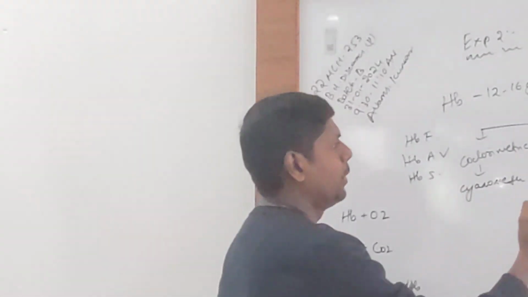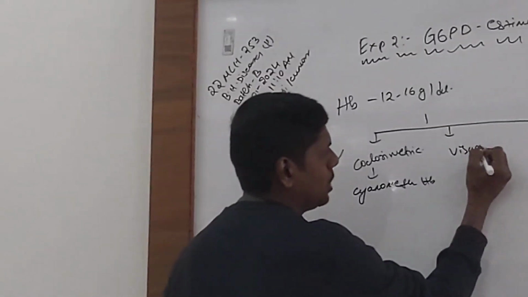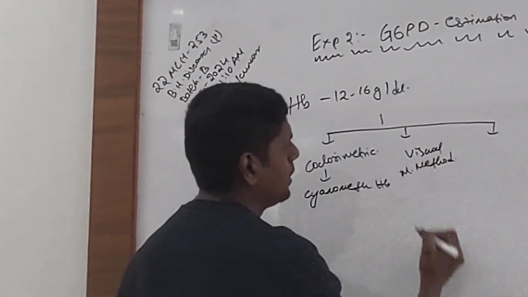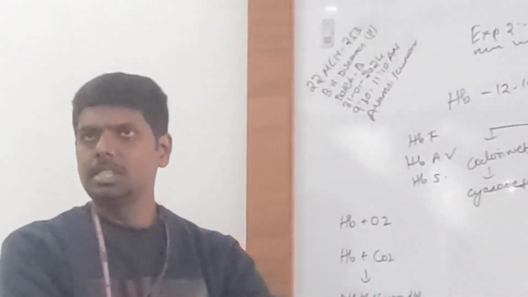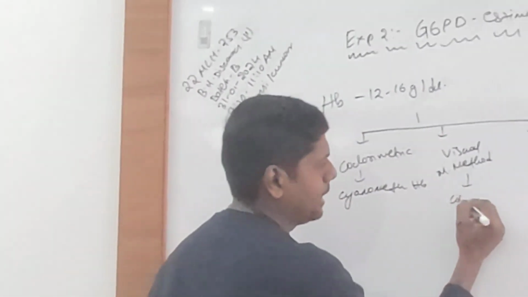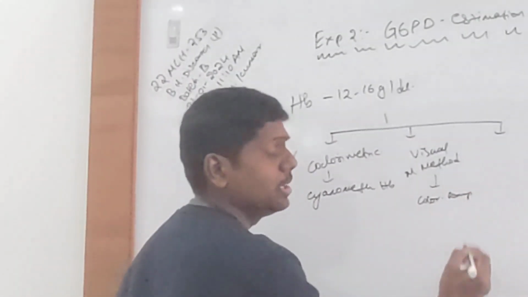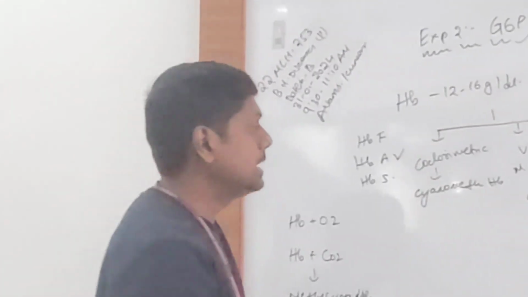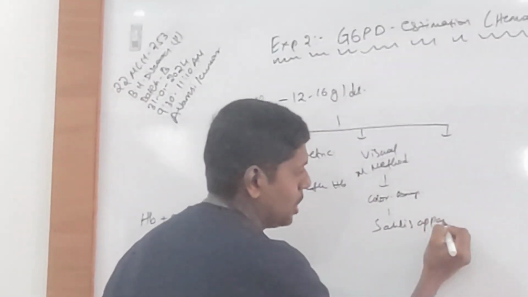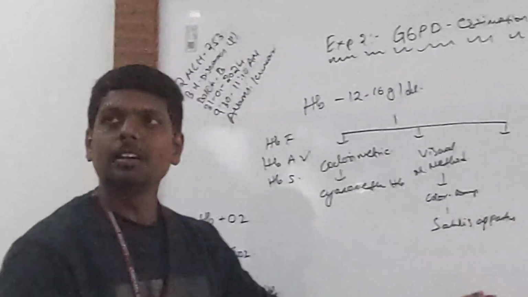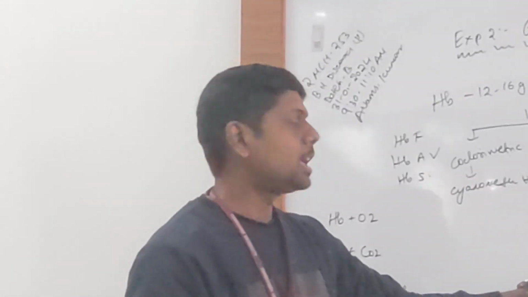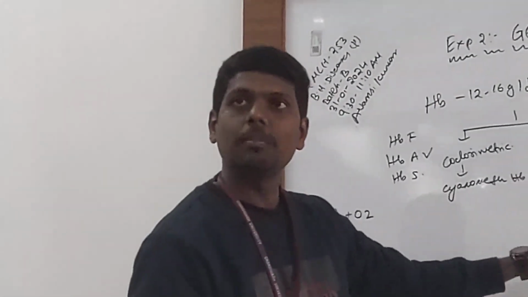Then another one is the visual method, or manual method. In this manual method, we will compare. We will use a color comparator, by using a specialized apparatus called Sahli's apparatus. This is a very simple method that has been adopted by a scientist called Sahli. Hence it is called Sahli's hemoglobin method. A visual manual method.